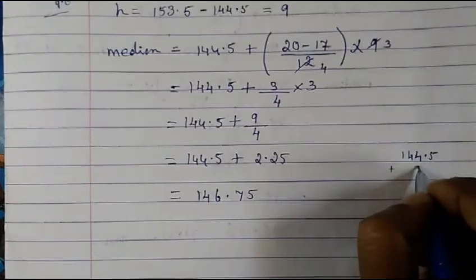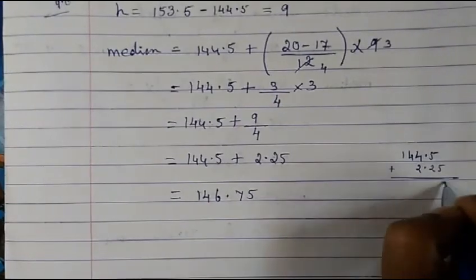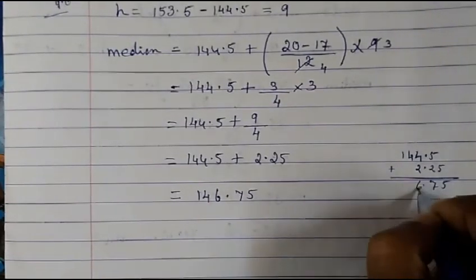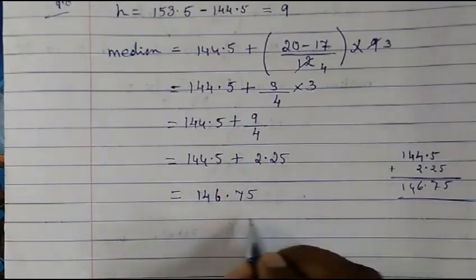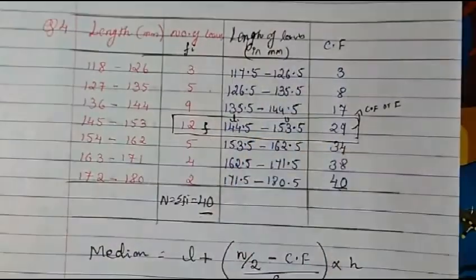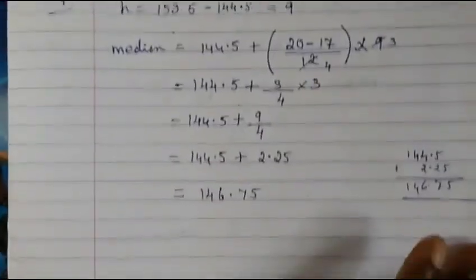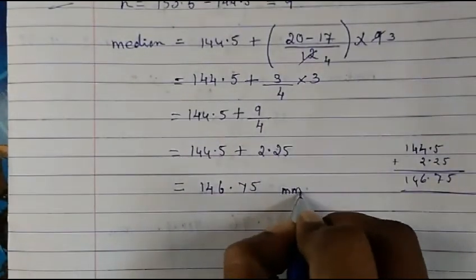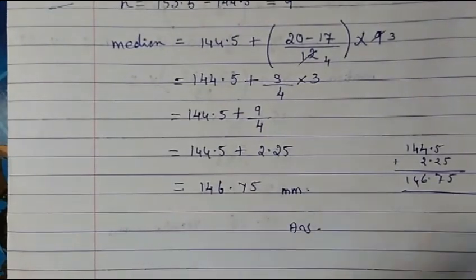You can total and see: 144.5 plus 2.25 is 146.75. So this is in millimeter. The median length is 146.75 millimeter. This is our answer.